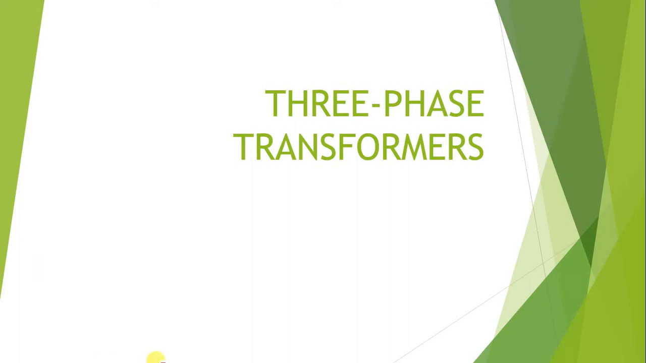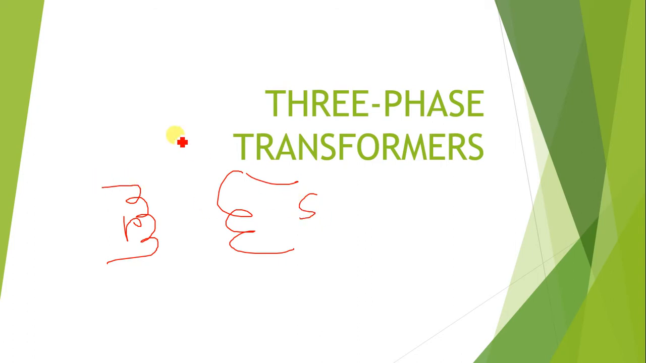Three phase transformers, which is the final topic of unit 2. We have seen a single phase transformer which will have a primary and secondary, only two windings. But in case of a three phase transformer we will have three different windings. How the positioning, what kind of connections will be there, we'll have a look.